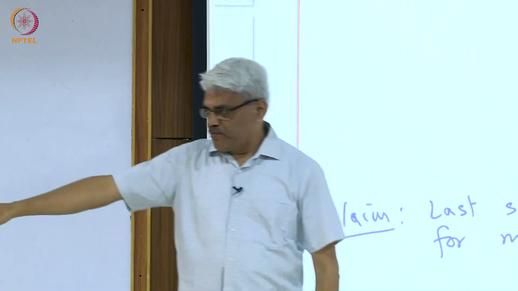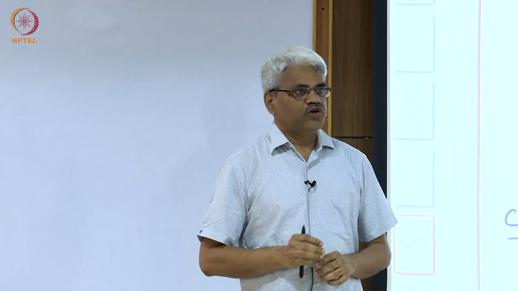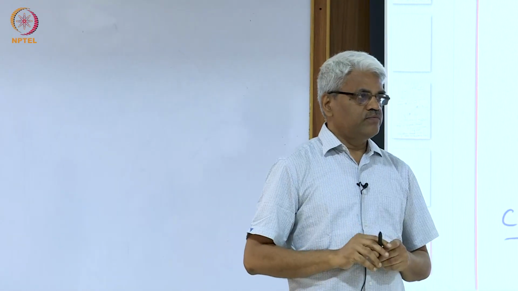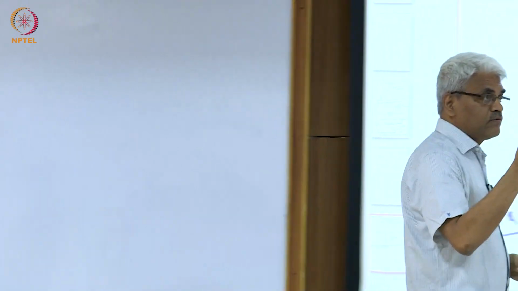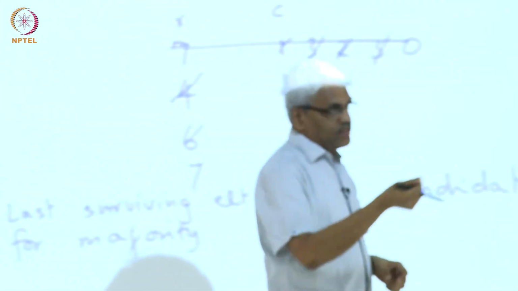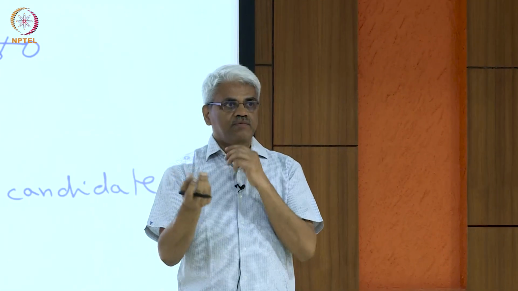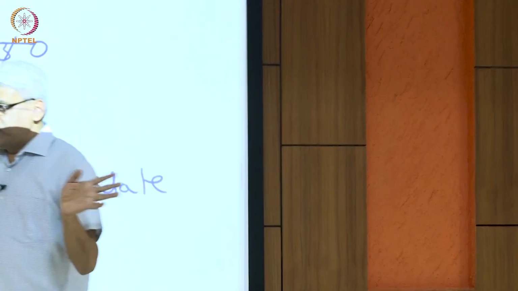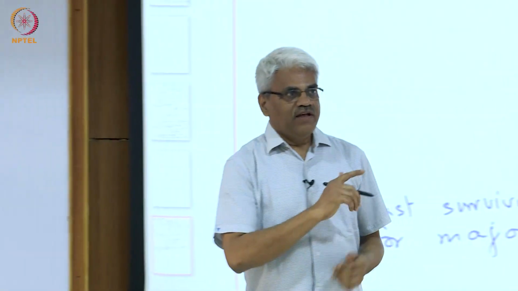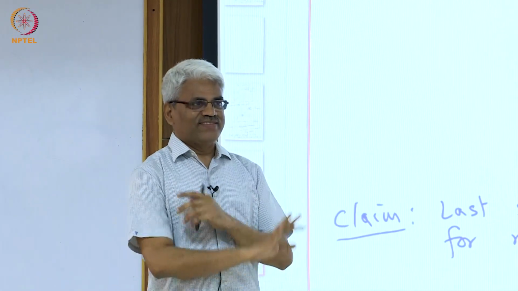And I will prove this claim, but if I prove the claim, all I have said is this is a candidate for majority. Now to confirm it, what should I do? Take that element and do one more pass over the input and count how many times it occurs, if it's greater than n by 2 or not. That's all. So linear time again with small space, and it's fairly simple linear time, right?